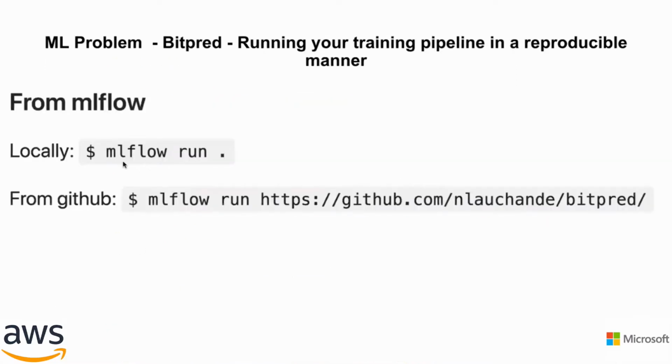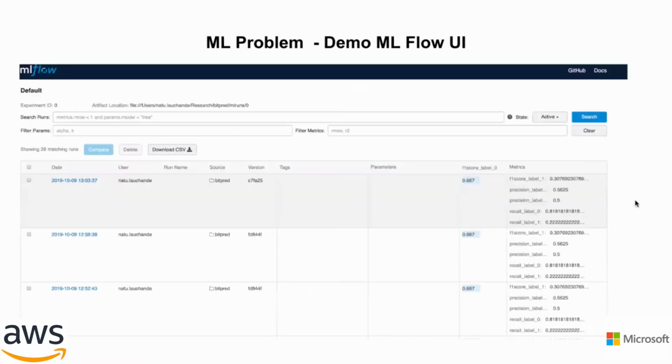For instance, the way that you run, on the root of your directory, you just do mlflow run, and it will run, or you can run directly from GitHub. That's for me one of the coolest features. So it enhances reproducibility. So you can run directly the entry point.